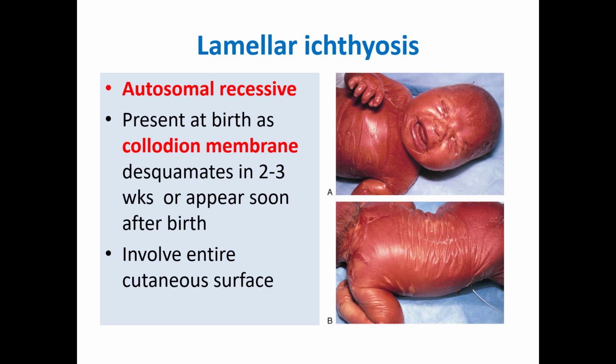The last type, the lamellar ichthyosis, which is the most severe type, is either apparent soon after birth, or the baby might be born in a collodion membrane. Later this membrane dries up, cracks, and exfoliates, revealing the manifestations of lamellar ichthyosis underneath.